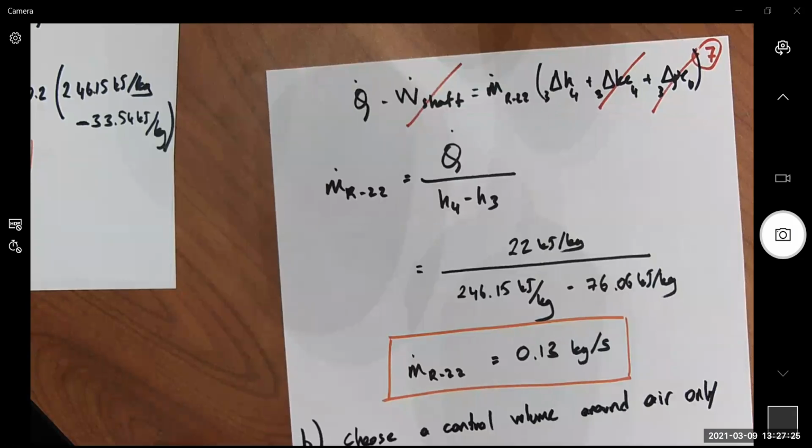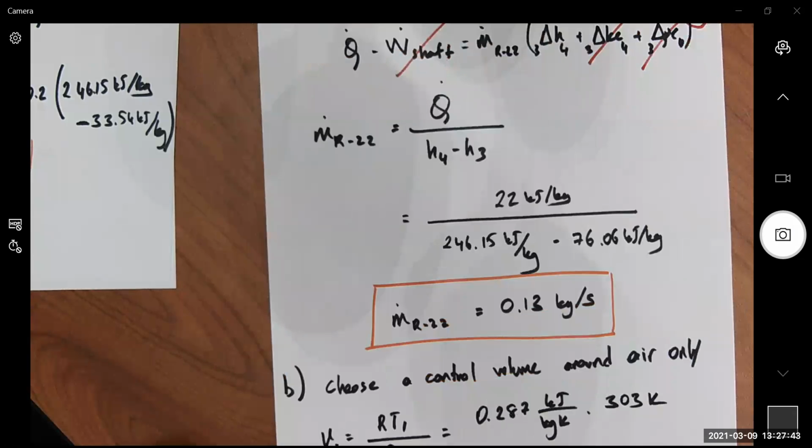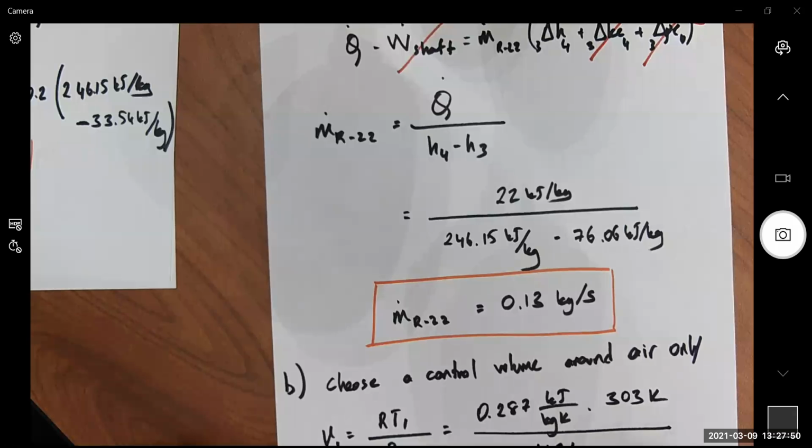Specific volume is RT1 over P1, right? My R for air is 0.287 kilojoules per kilogram Kelvin. Temperature is 30 Celsius or 303 Kelvin. Pressure is 0.11 megapascal or 110 kilopascal. Specific volume will be 0.79 meter cubed per kilogram.